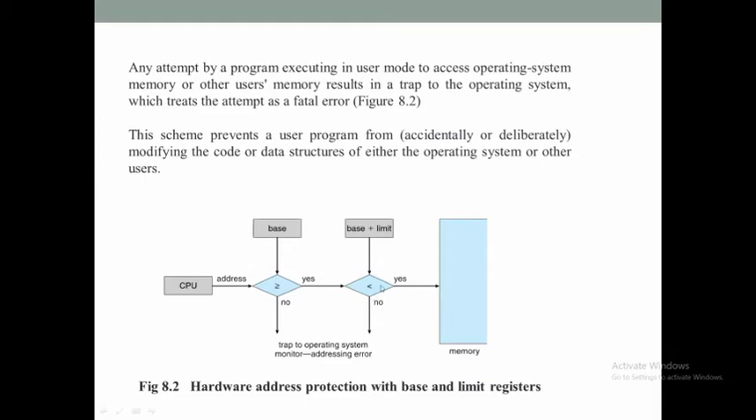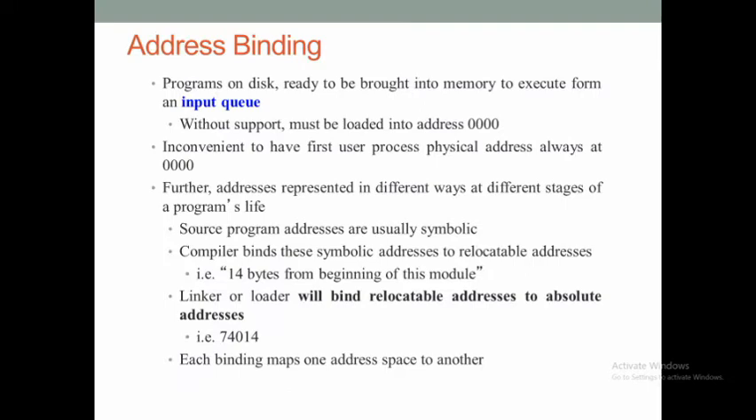If it is no, that means the CPU is trying to access an address which is not supposed to be the address of that process. In that case, a trap will be sent to the operating system and an addressing error will be generated. That is about the basic hardware protection provided by the operating system.